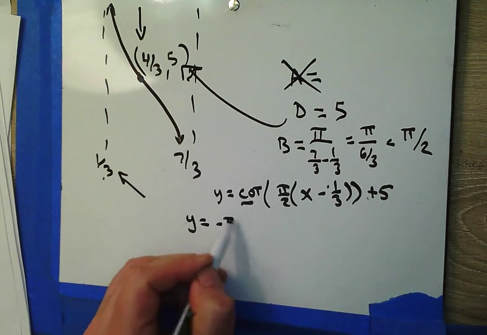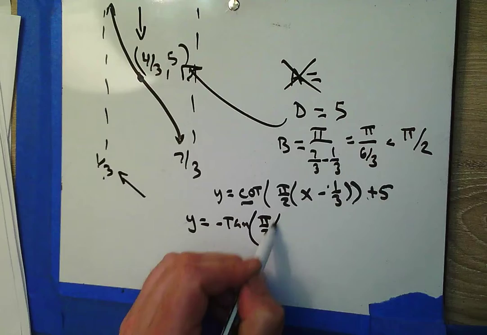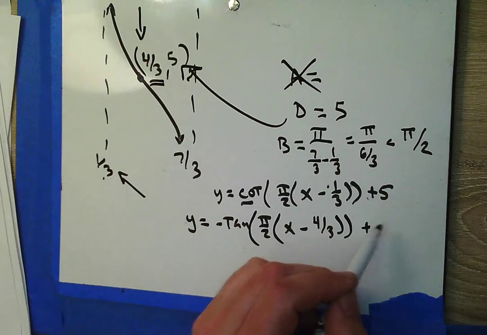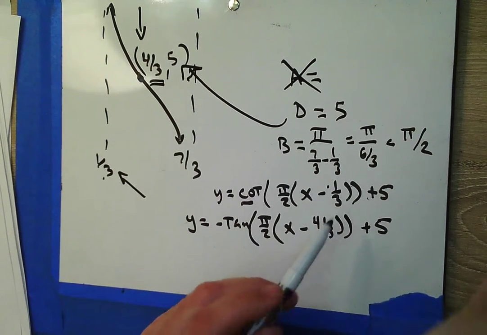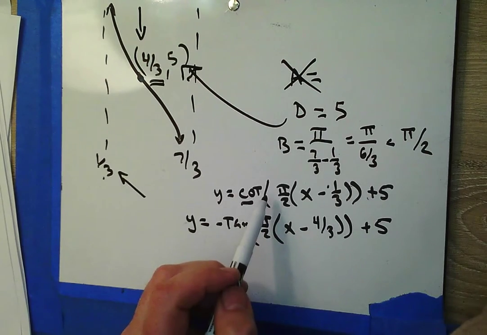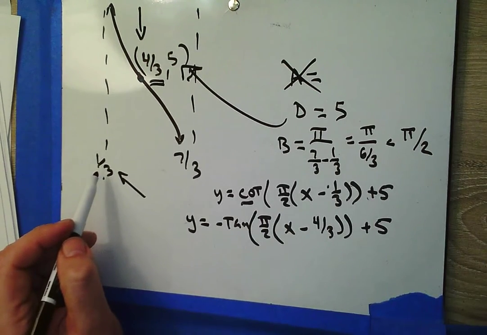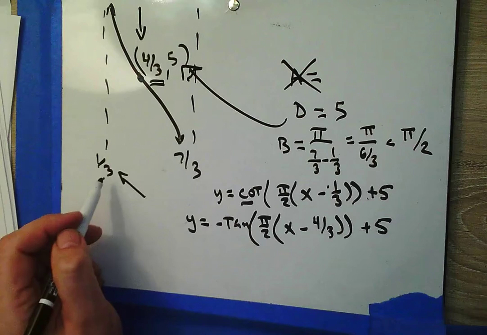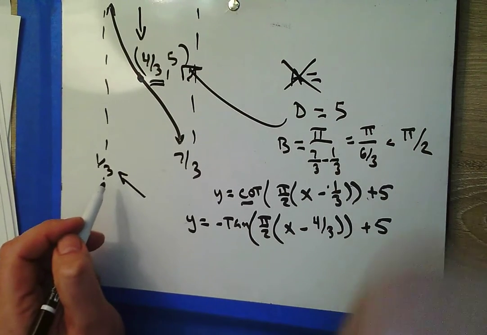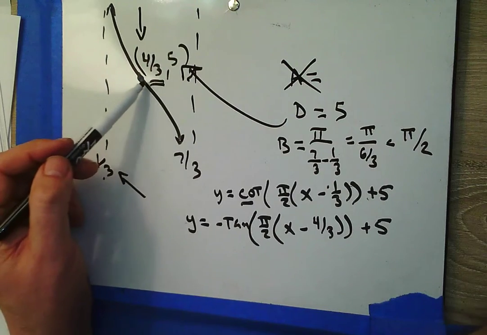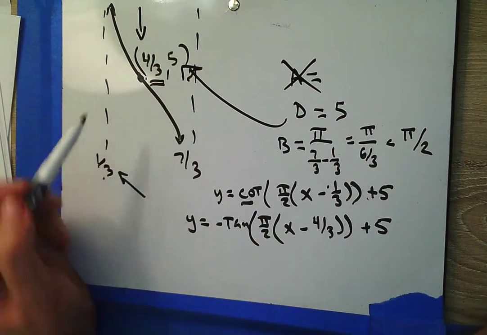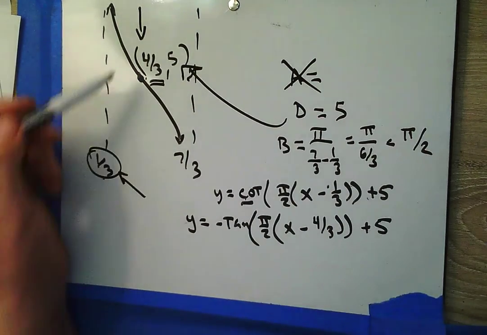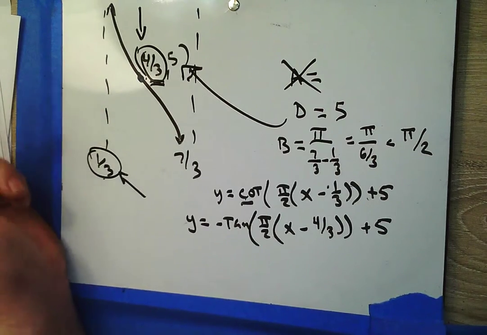Or y equals negative tangent pi over 2 x minus, we start here, 4/3, plus 5. The reason for the difference is because on the cotangent graph, there's a 0 point here at the vertical asymptote. But on the tangent graph, that's not a 0 point. That's a vertical asymptote at negative pi over 2. The 0 point on the tangent graph is the inflection point, which is why we want this x value if we're doing negative tangent. So if we're doing cotangent, we're using this. If we're using tangent, we're using this to find our c value.